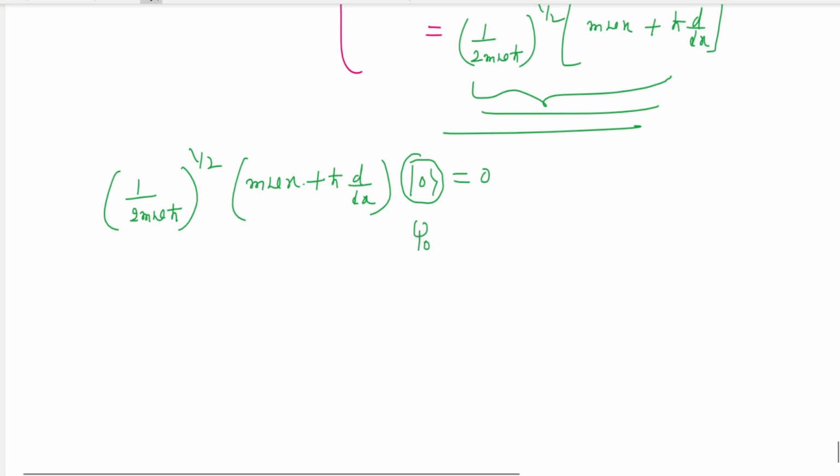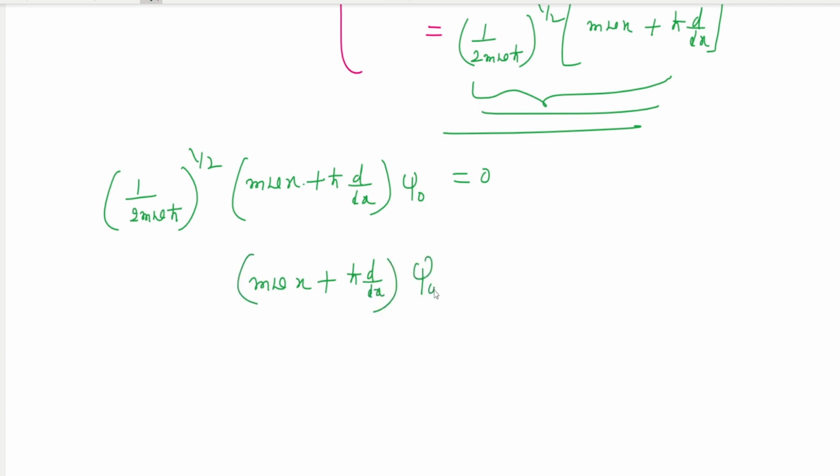Psi naught, right? So I'm going to use this function psi naught for our coordinate. Okay, psi naught. So then this term is going to 0. Then the remaining term, m omega x plus h cross d by dx, acting on the wave function psi, equals 0.